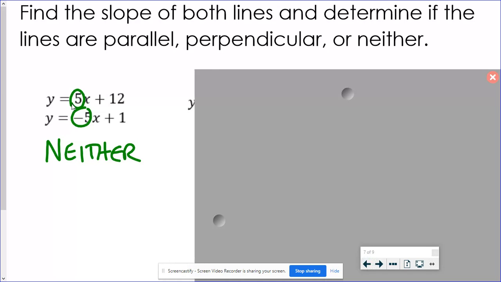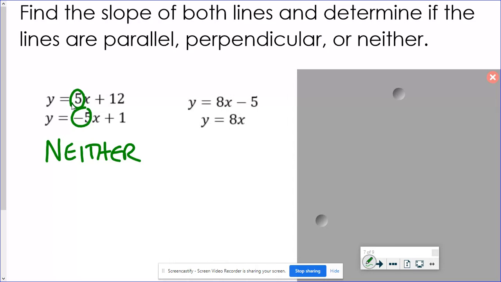In this next one, remember I said I don't care about the y-intercept. I don't care that the first one has a -5 and the other one has nothing at the end. This has a slope of 8. This has a slope of 8. That means that they are the same slopes, so they are parallel. Or you can use that symbol.